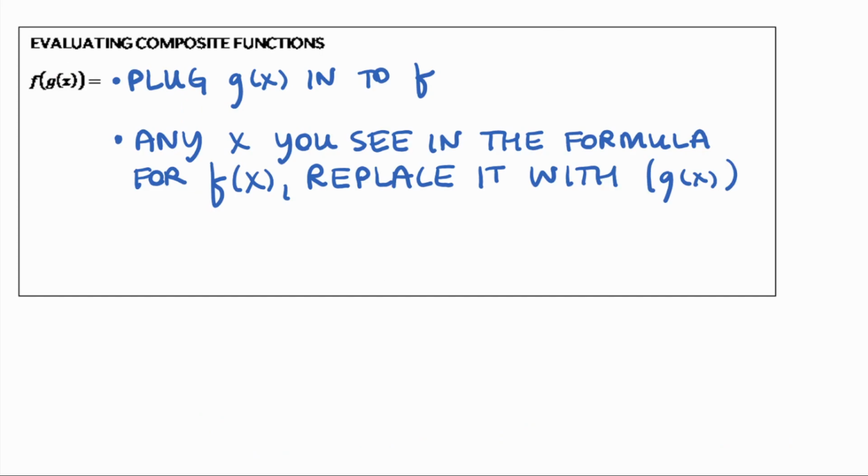So when it comes to evaluating composite functions or writing an equation for them, what we're doing when we see f of g of x, really just g of x in parentheses inside of f, is plugging g of x into f. And what you're going to remember is that if we're trying to write an equation for a composite function like this, any x you see in the formula for f, we're going to replace it with a g of x. I'm going to really recommend that you replace it with a g of x in parentheses, for reasons that I think you'll see here in a second.